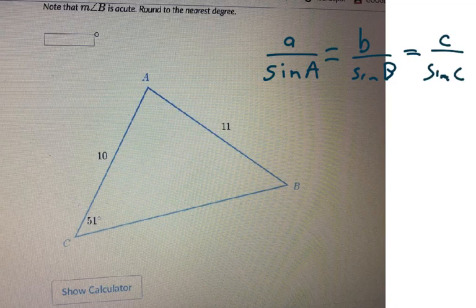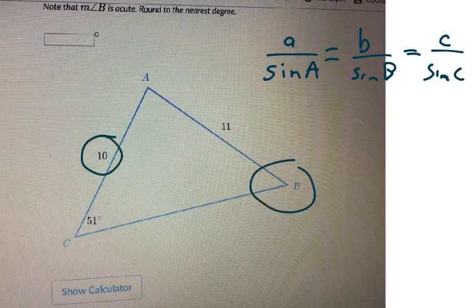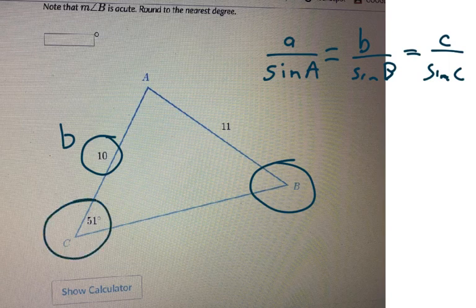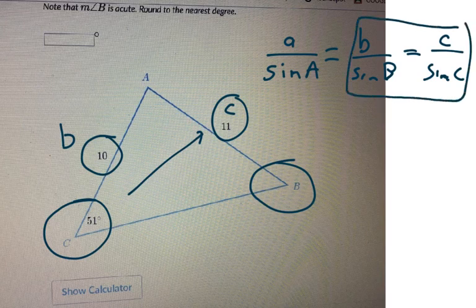Now, let's see what we have here. Notice I'm giving this side here 10. That's opposite angle big B, so this is little b. Little b is always opposite big B. That's how they do it. Notice they gave us big C here, angle C, and opposite of it is the 11. So the 11 is our C. And so we're going to use the second two ratios of the law of sines to solve this one.